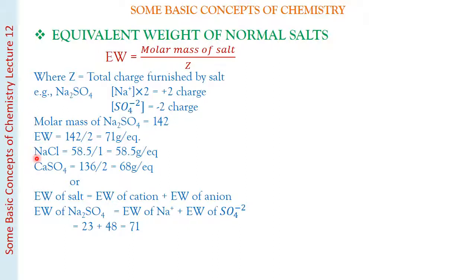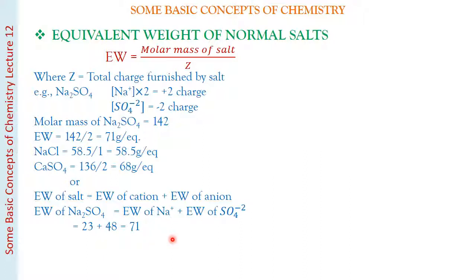For NaCl, the charge is plus 1 and minus 1, so 58.5 divided by 1. Calcium sulfate, calcium plus 2, sulfate minus 2, so the charge is 2. So 136 divided by 2 is 68 grams per equivalent. Or another way to find the equivalent weight of the salt is the sum of the equivalent weight of the cation and the anion. For example, for Na2SO4, equivalent weight of Na plus is 23, and for sulfate it is 48. So this is also going to come up to 71 grams per equivalent.